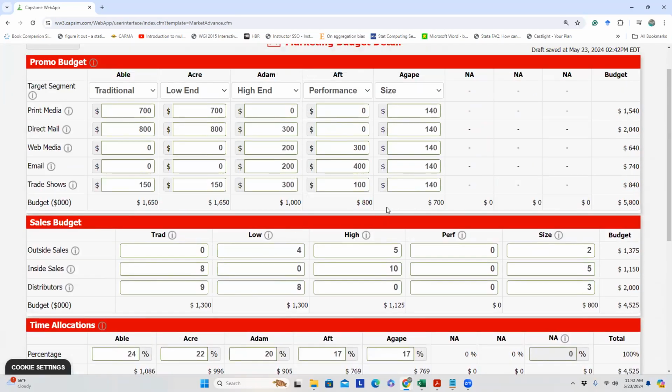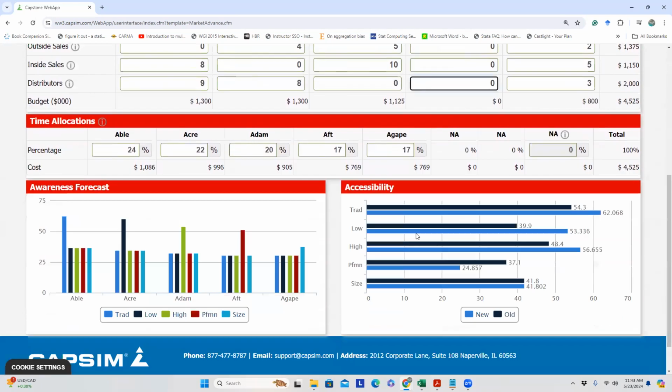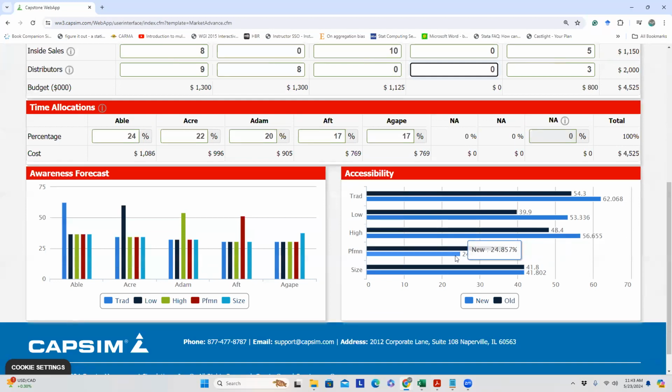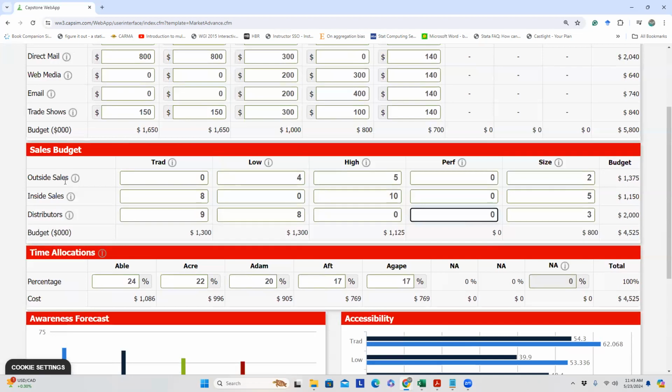So that's fair enough, because we are still spending about $50,000 more than what we actually anticipated. Now let's look at performance. High is going to be inside sales, outside sales is medium, and low is distribution. So we'll leave 0 at distribution. We are starting with 24.8% at accessibility. Let's try to bring it to at least about 15%.